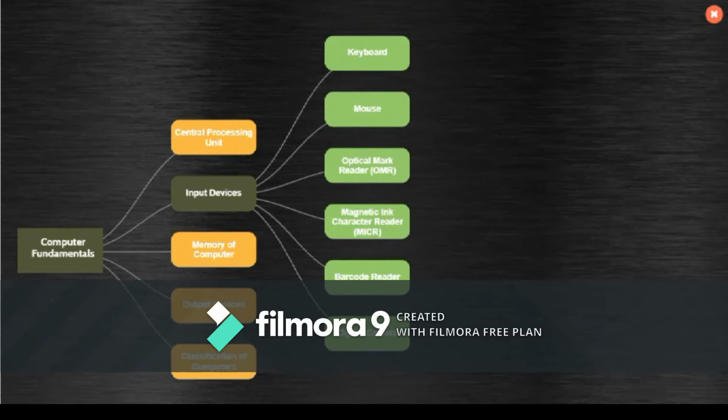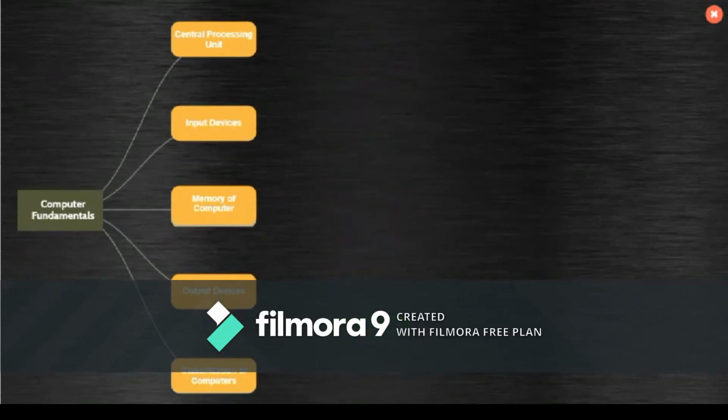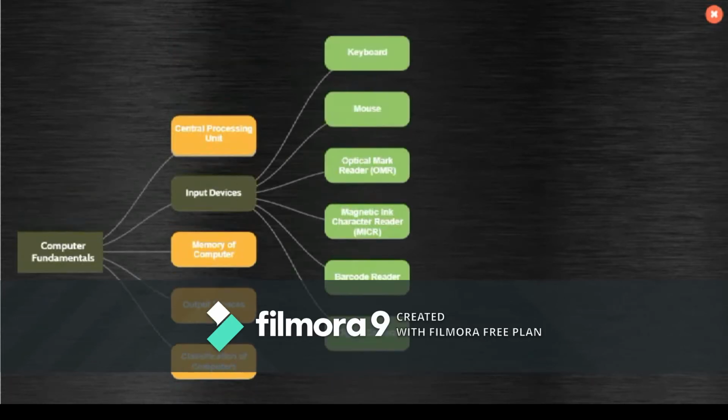In this class, we are going to learn about some of the input devices. We learned about CPU and now we are going to learn about input devices. In the previous class, we learned about mouse, keyboard and digital camera. In this class, we are going to learn about optical mark reader, magnetic ink character reader, and barcode reader. These are some of the input devices.